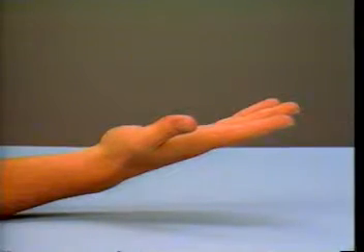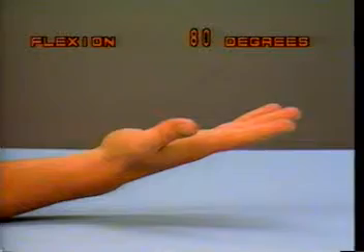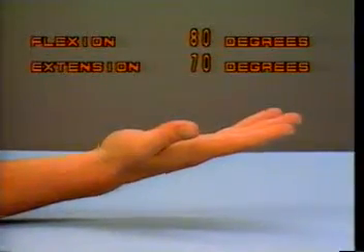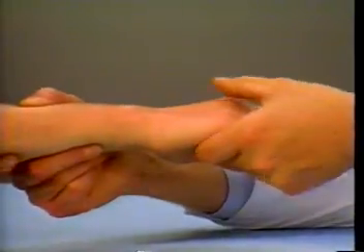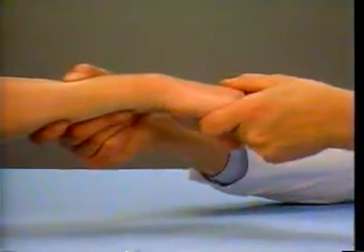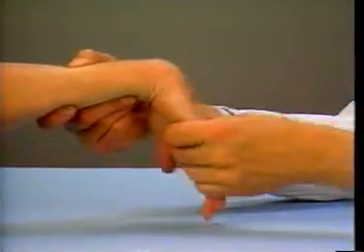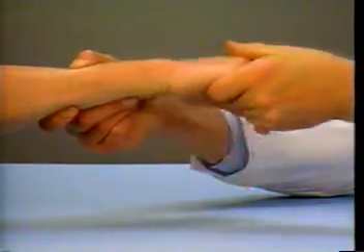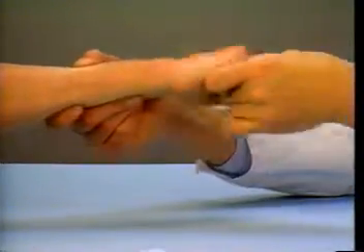Wrist. Flexion 80 degrees, extension 70 degrees. Stabilize the patient's forearm and gently grasp the patient's hand with your other hand. Move the wrist through flexion and into extension, noting the range of passive motion.